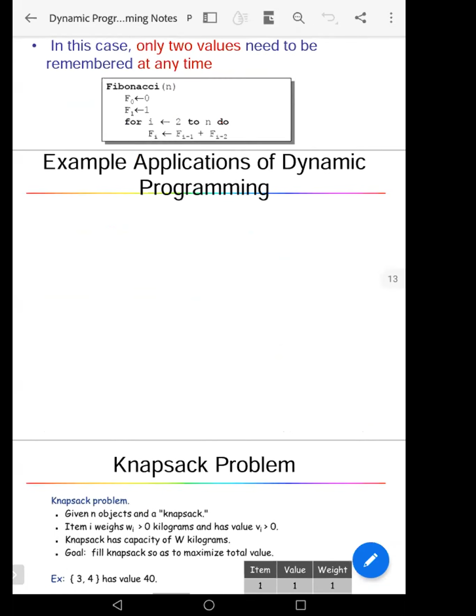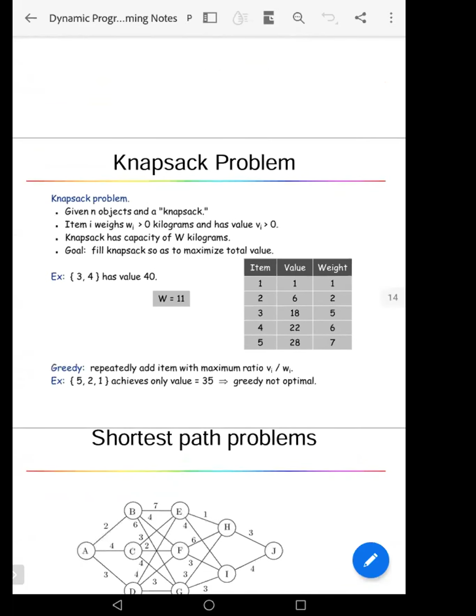Another very important problem we can solve is the knapsack problem. What is the knapsack problem? It is a kind of problem in which a number of items are given. Suppose there are n items, and for all items, their weights and values are given. So it is a knapsack problem.